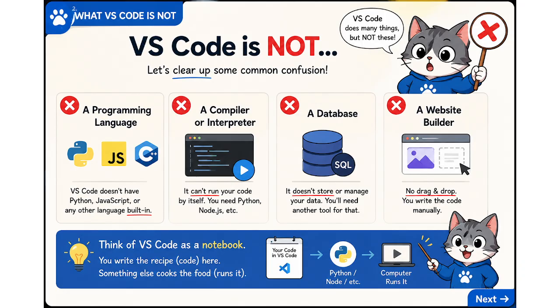So what VS Code is not? VS Code is not a programming language. It's not a compiler or interpreter. A compiler changes the whole program to executable in one go. An interpreter does the change line by line. It's not a DBMS, database management system, nor is it a website builder. So basically, it's an IDE. IDE stands for Integrated Development Environment. You can write the code here that needs to be made for the program.